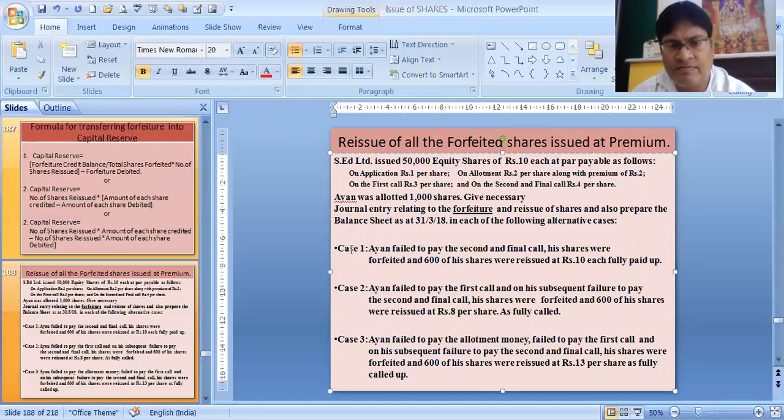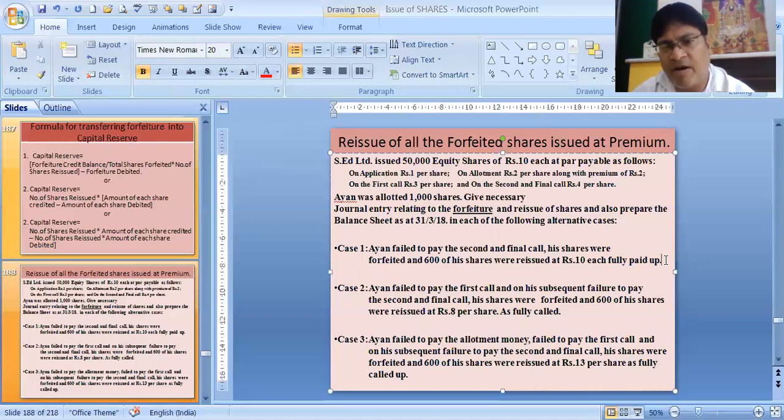Ayan failed to pay the second and final call. He has paid till first call and his shares are forfeited. And 600 of his shares were reissued at ₹10 each, fully paid up. Means we have reissued the shares considering them as fully paid up shares. Means at par reissue, the capital will be transferred at ₹10 only, and the money which we are getting per share at the time of reissue is also ₹10.